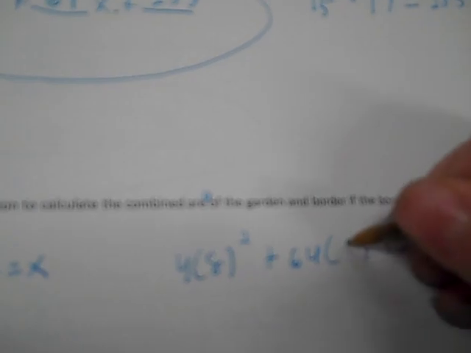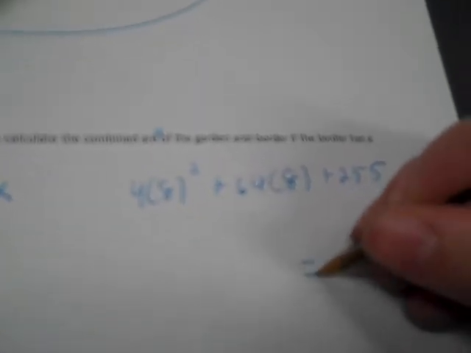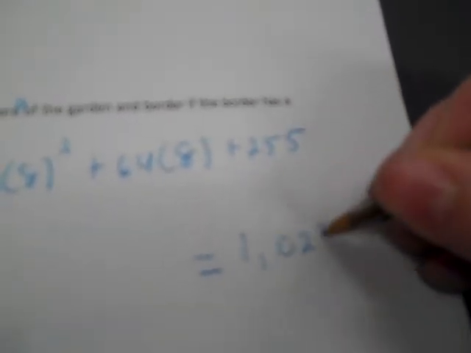And all you're going to do is put 8 inside of these. And your calculator can figure out the answer. So I got 4 parentheses, 8, close it, second power's here, and then keep going, plus 64, parentheses 8, but I won't do a power on that, and then plus 255. And that gives me 1023, and that's the area.